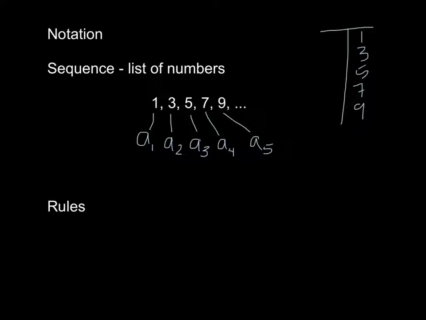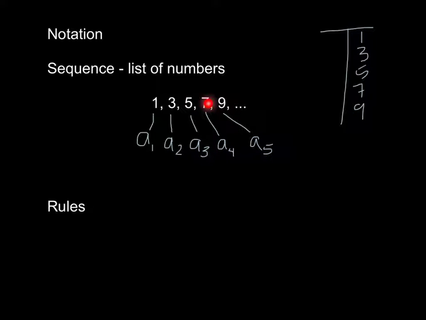But it's not like an exponent. It's more like a name tag. And so it's telling you which term you are, which one you are in the sequence of numbers. So A sub 1 is the first one, A sub 2 is the second one, A sub 3 is the third one, A sub 4 is the fourth one.